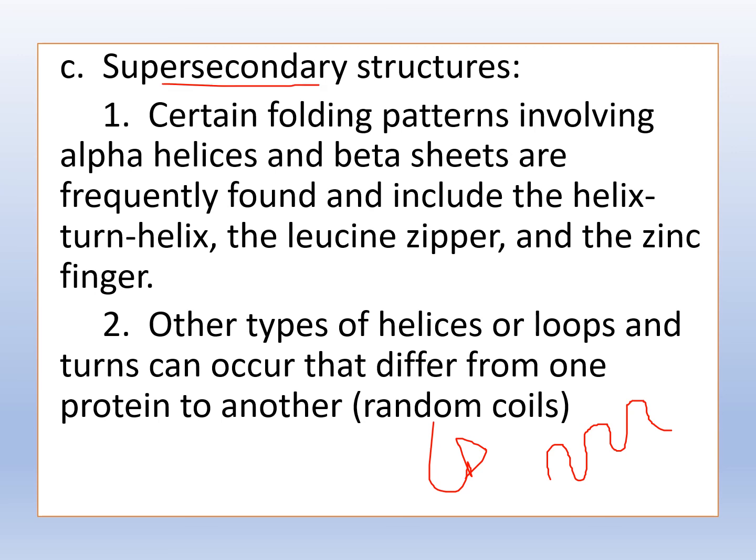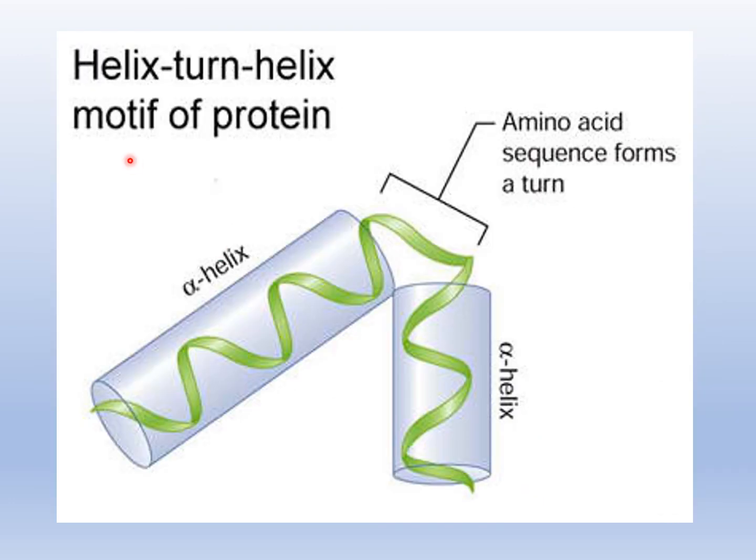For the supersecondary structures, surely there is a definite folding of the amino acid sequence, plus there are bondings between neighboring amino acids. As for the random coils, there's no definite shape, right? And there's no bonding at all between neighboring amino acids. So this is one of the examples of secondary or supersecondary structure.